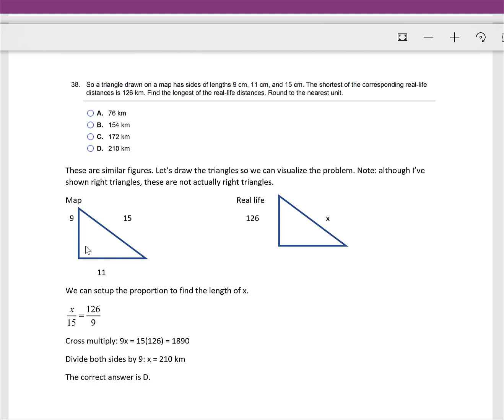And so we want to set up the proportions again like we had before. So we want to find the length in real life over here. So x is to 15, the longest side of the one on the map, as the shortest side is to 9. And again, by cross multiplying and simplifying, you come up with 210, which is answer D.